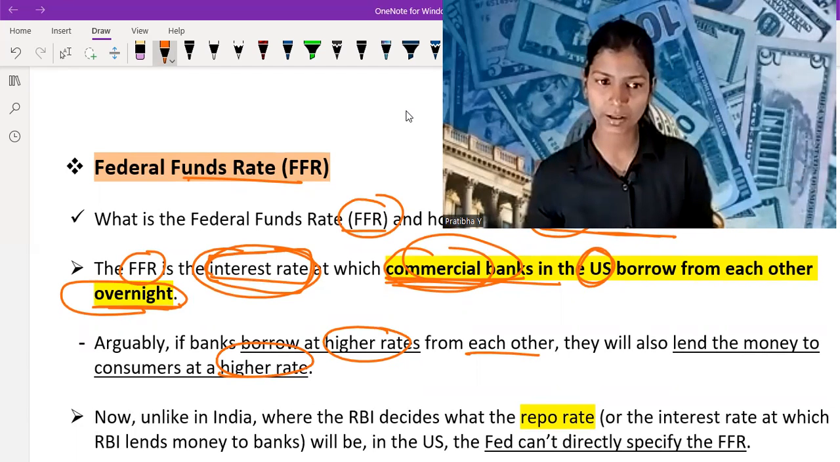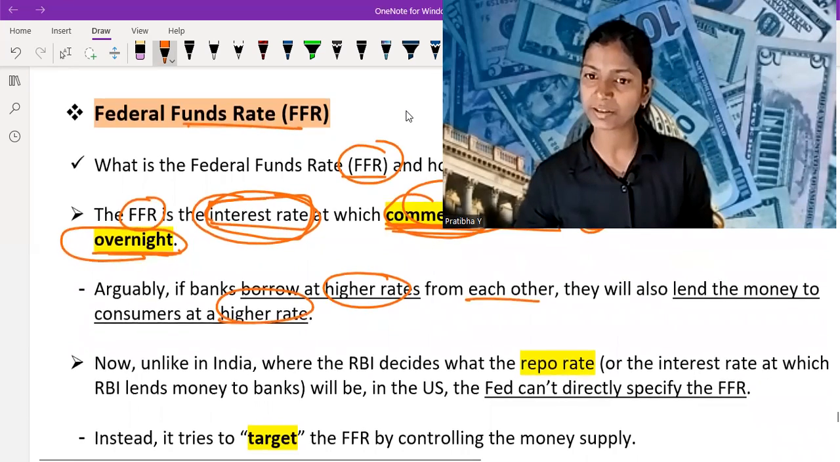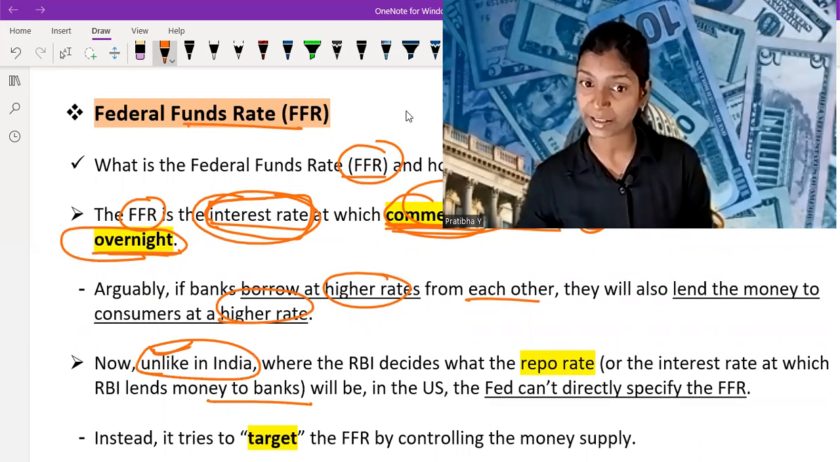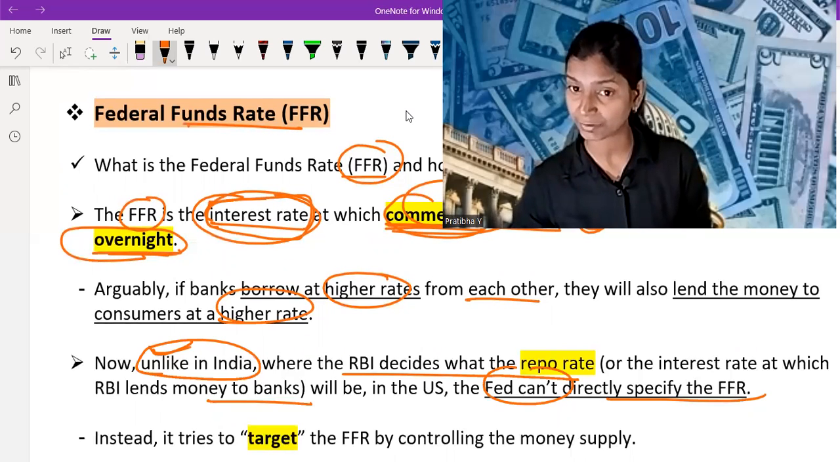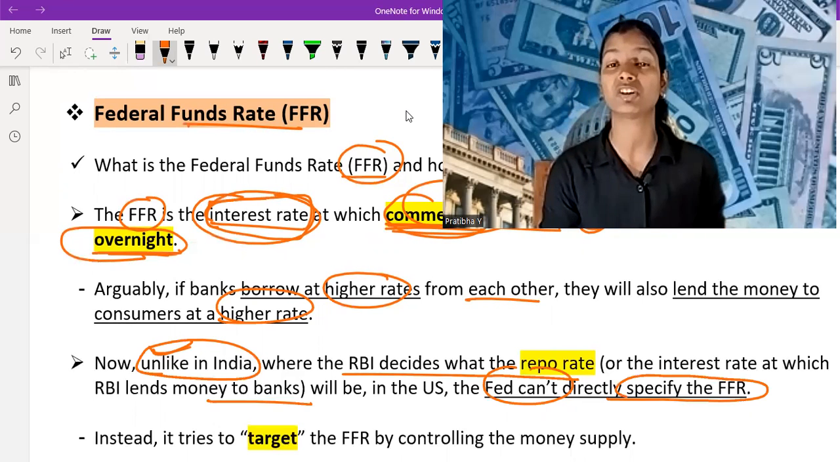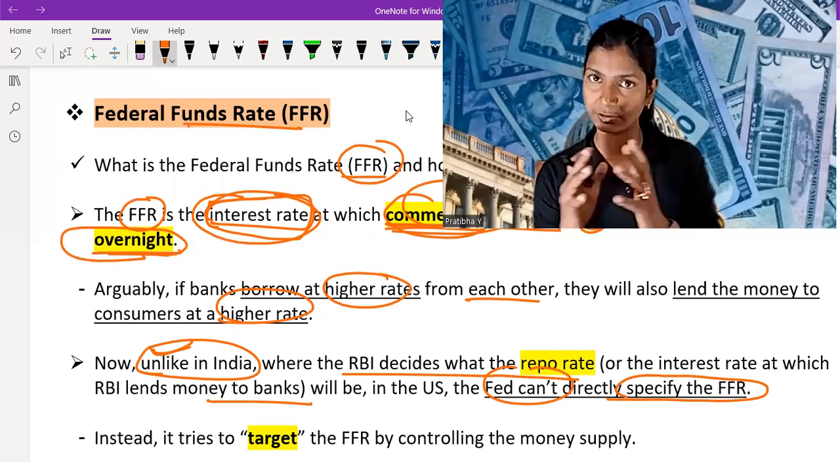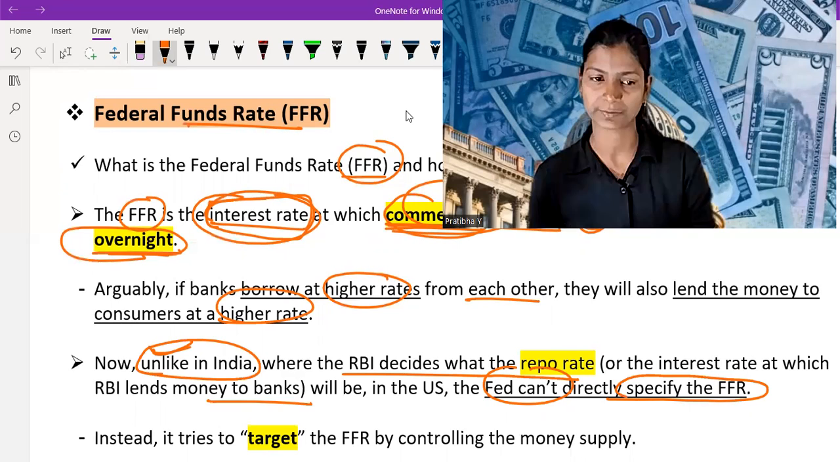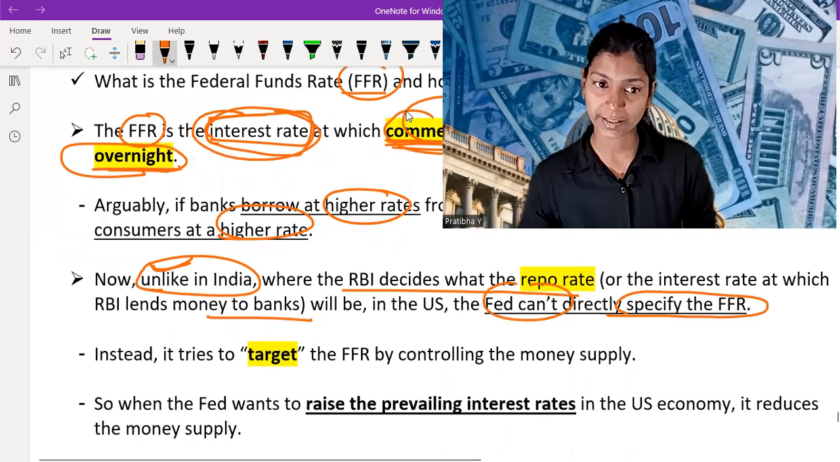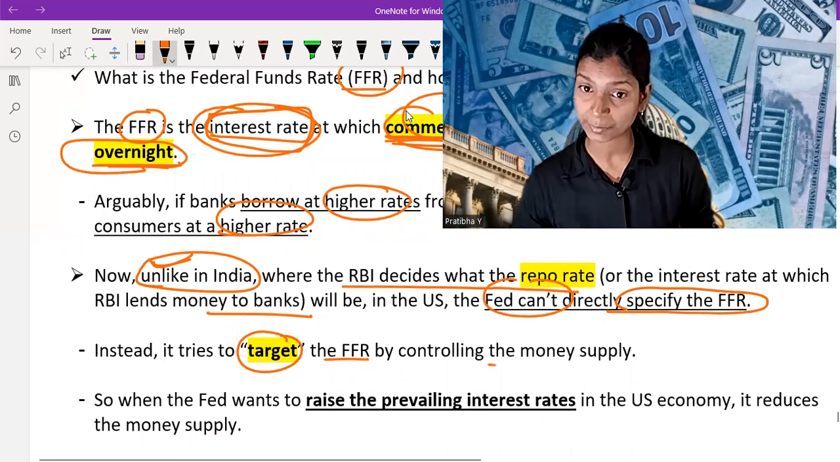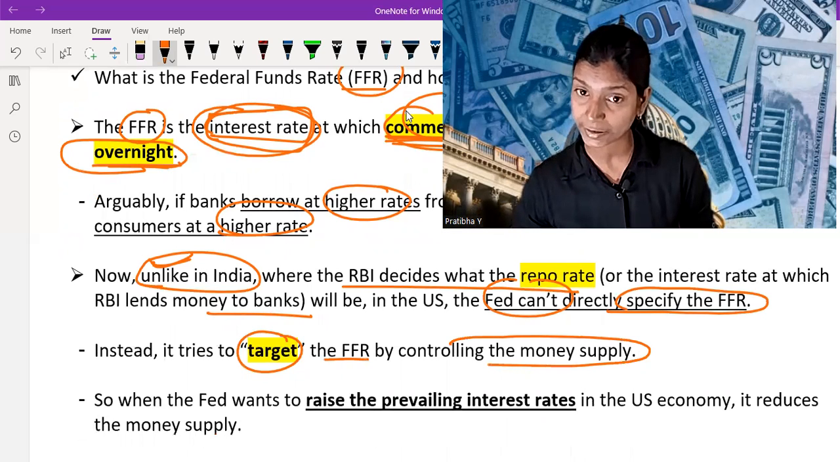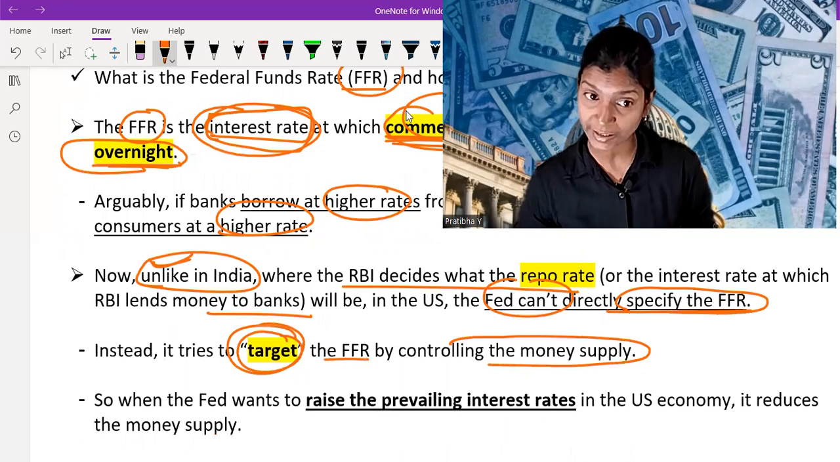Now, unlike in India, where the RBI decides the repo rate, the interest rate at which the RBI lends money to the banks, in the US the Fed cannot directly specify the FFR. In India the RBI decides what the repo rate is, so there is a difference between the RBI and the US Fed. Instead, the Fed tries to target the FFR by controlling the money supply. It does not directly specify what the FFR is, but tries to target it by controlling the money supply.